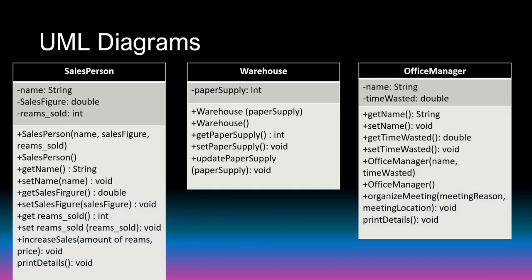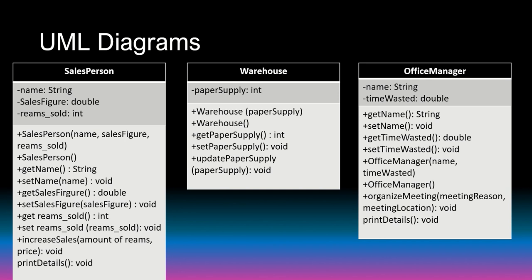Before we do that, here are the UML diagrams for our 3 classes. So once again, within our paper company, we have a salesperson, we have the warehouse, and we have the office manager. These are just 3 of many roles that you might identify within a typical company.